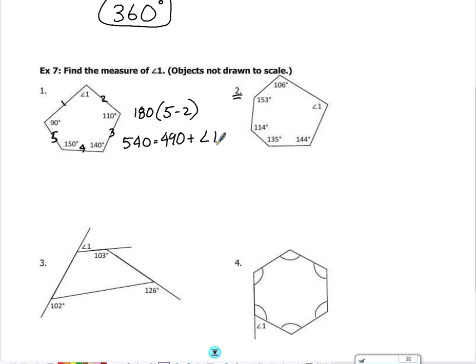Again, number 1 is very similar to number 2, and I think you'll be able to do it. Just remember, there's 6 sides.